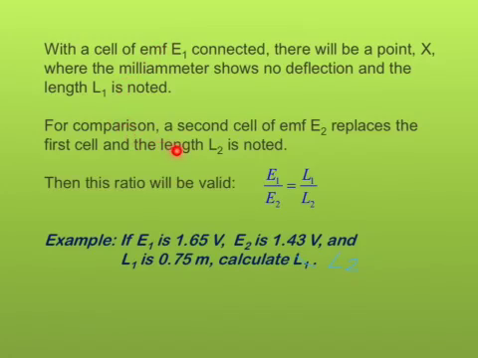All this I have already explained on the previous slide, but I just want to draw your attention to this ratio here. Use this ratio to work out this example here. It says if E1 is 1.65 volts, E2 is 1.43 volts, and L1 is 0.75 meters, what's L2?